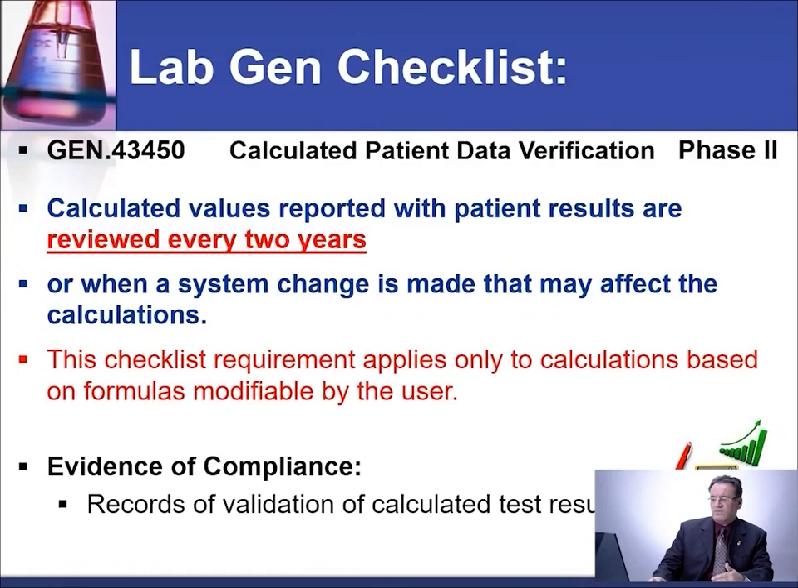In Gen 43450, calculating patient data verification needs to be done every 2 years. How do you do that? You need to take any formula that you entered into the machine or into your computer, LIS, and verify that that formula is still working.